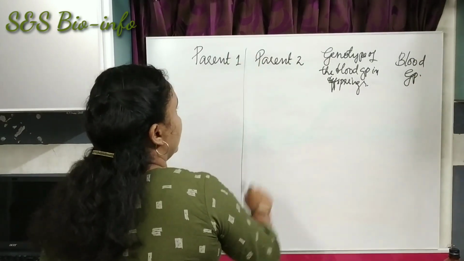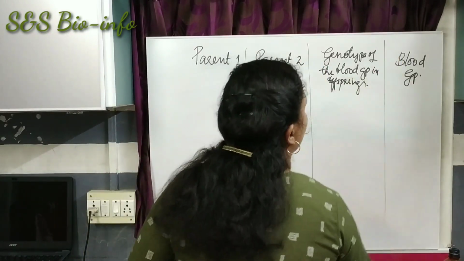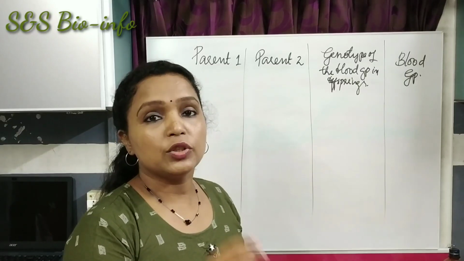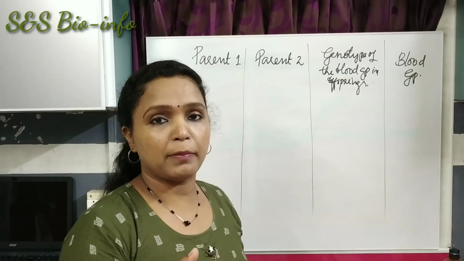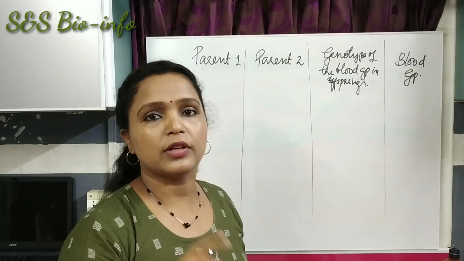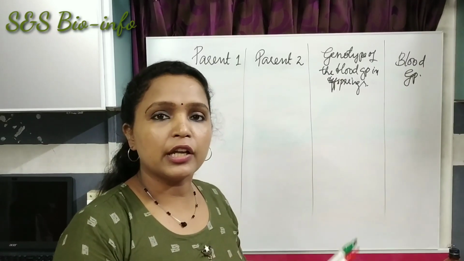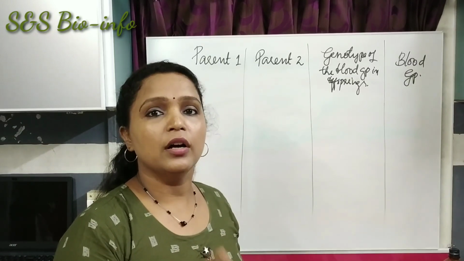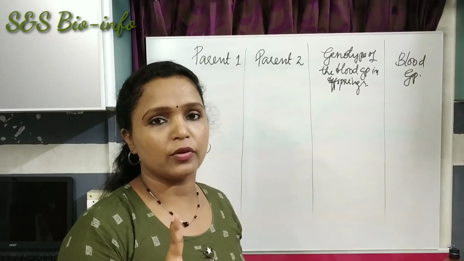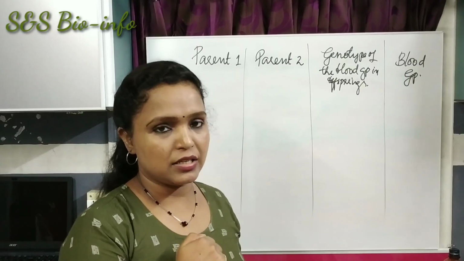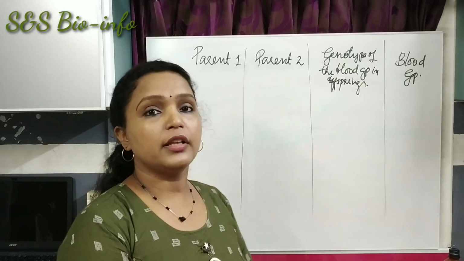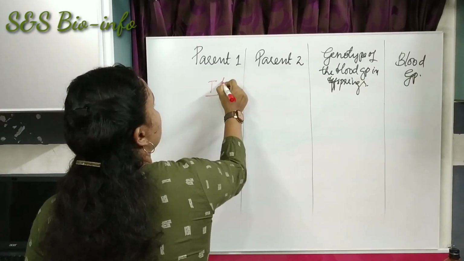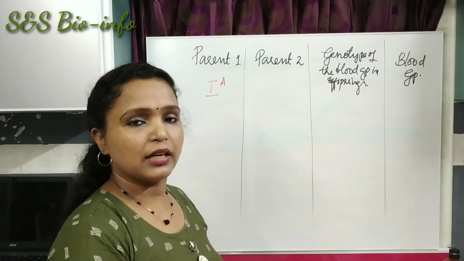Here: parent 1, parent 2, genotype, then blood group. I have told you that both male and female parents contribute one allele for a single trait. Here also the same happens. Both father and mother contribute one copy of the gene, that means one allele, for a single trait, the blood group in us.